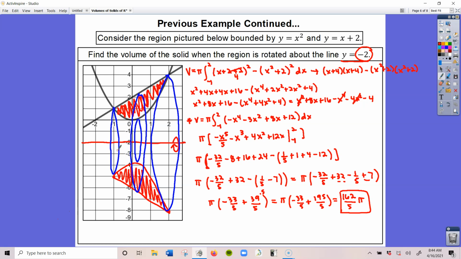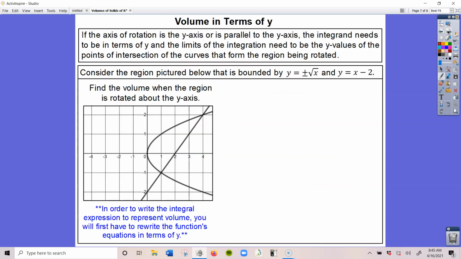So notice the difference here now when our axis of rotation changed. It's always the radius minus the axis of rotation, and then you square it. Now let's see what happens when we change the orientation of the axis of rotation.